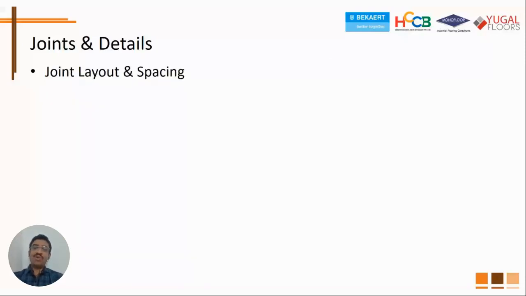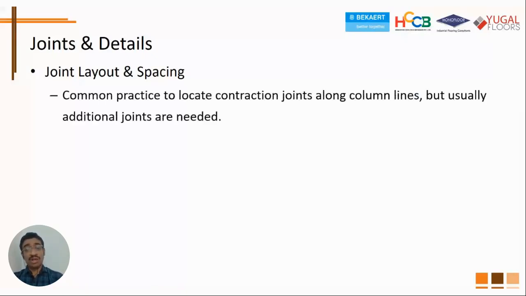Now coming on to joint layout and spacing. Basically, these are in some ways part of the detailing practices. So it is common to locate a contraction joint or a control joint, also known as a socket joint, along the column lines. But usually additional joints are needed because the column spacings could be quite high. So you need to plan for those. It's quite possible that you could have joints in the middle of the column line, which is fine.